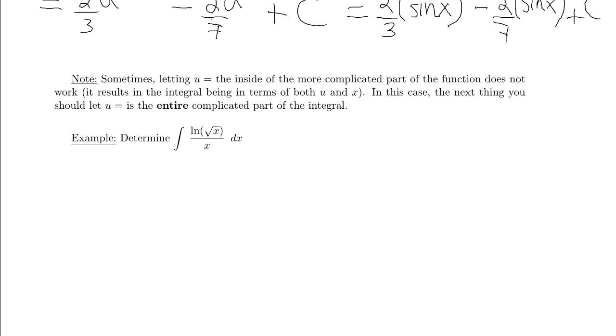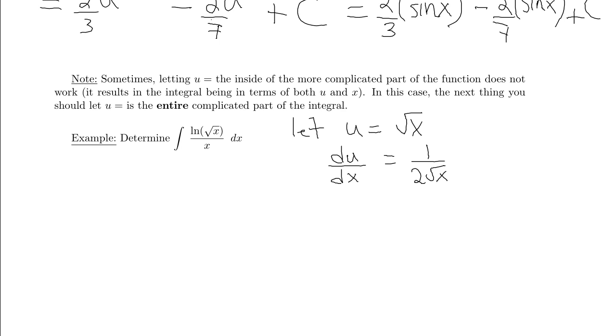So looking at this first integral, I have ln of root x divided by x. And if I were to say what's the more complicated part of this function, you'd say, okay, well ln of root x is the more complicated part. So I might start off by saying let u equal the inside of my more complicated part. So maybe I'm going to say let u equal the square root of x, because that's the inside of my ln function. Well then my derivative, du dx, ends up being 1 over 2 root x. That's my derivative of the square root of x.